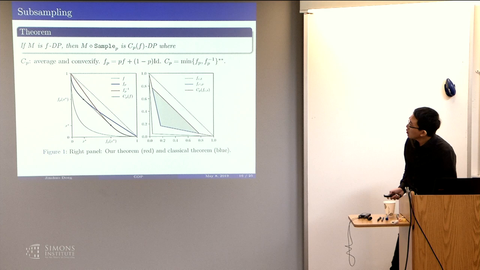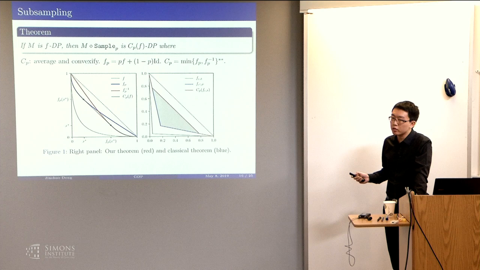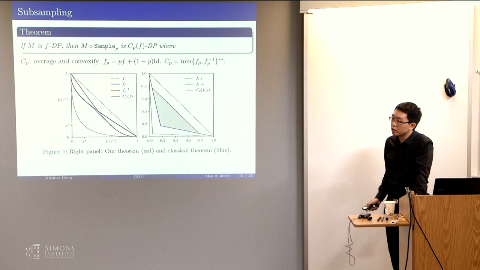So the right panel shows you that we actually achieve improvement on the original or classical subsample theorem. So the blue line corresponds to the classical theorem, and the red line corresponds to our theorem. We cannot improve in terms of epsilon delta because the original one is probably tight. But we achieve the improvement by using more epsilon delta. And the proof is by, yes?